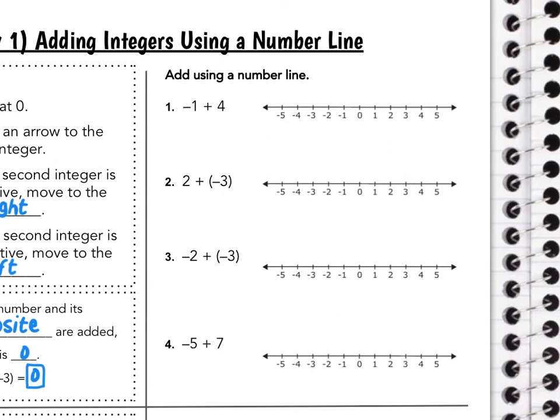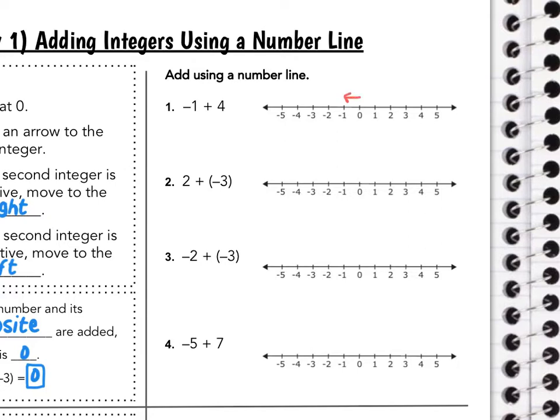Now we're going to move to the next section of our notes. At the top right, it says add using a number line. So here we have negative 1 plus 4, and I'm going to use 2 different colors, red and blue. So for the first integer, it's negative 1. So because it's negative, I'm going to move to the left 1 space, and I'm going to do that in red. So my red's going to be the negative.